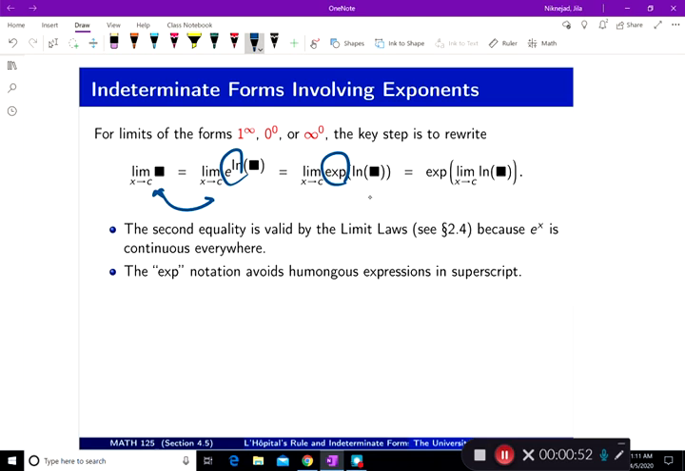The beauty of the exponential is that you can take it outside the limit, or bring the limit inside the exponential, because it's a continuous function. All of these equalities are allowed by the limit laws, because of the continuity of exponentials, and so on.